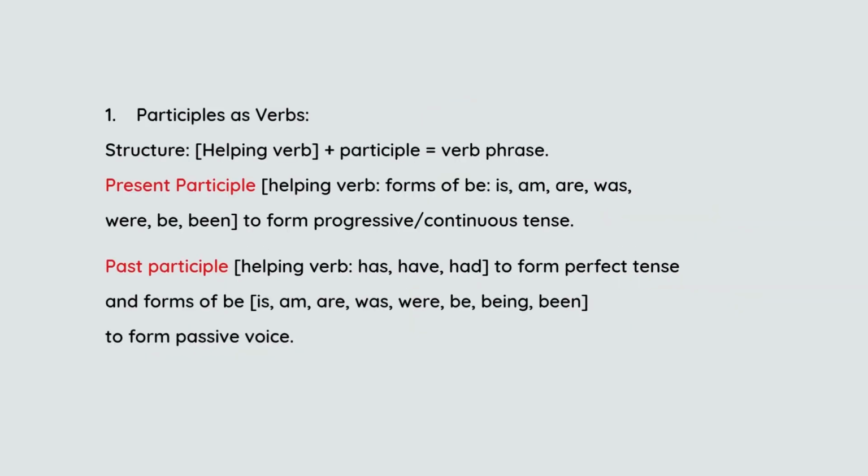When a present participle functions as a verb, it is accompanied by be, such as is, am, are, was, were, be, been, to form progressive or continuous tense. When a past participle functions as a verb, it is accompanied by helping verbs such as has, have, had to form perfect tense, and is, am, are, was, were, be, being, been to form passive voice.